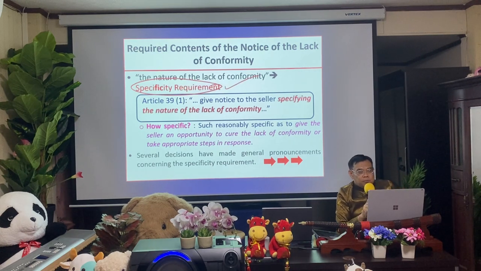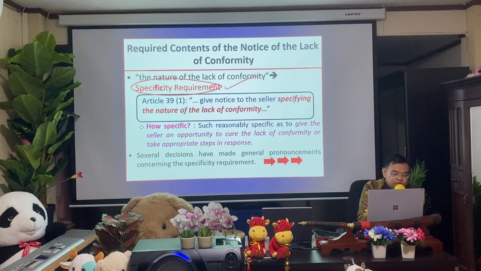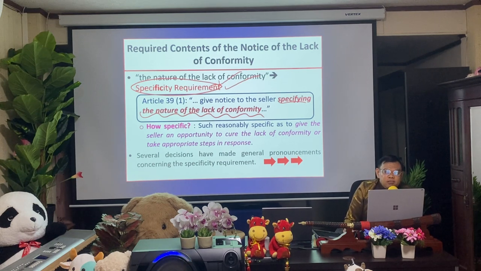The CISG imposes the specificity requirement in that the notice given by the buyer to the seller must specify the nature of the lack of conformity. Put simply, the buyer will have to give as many details as possible in order for the seller to understand the lack of conformity and to be able to cure. So, the specificity requirement is so important.